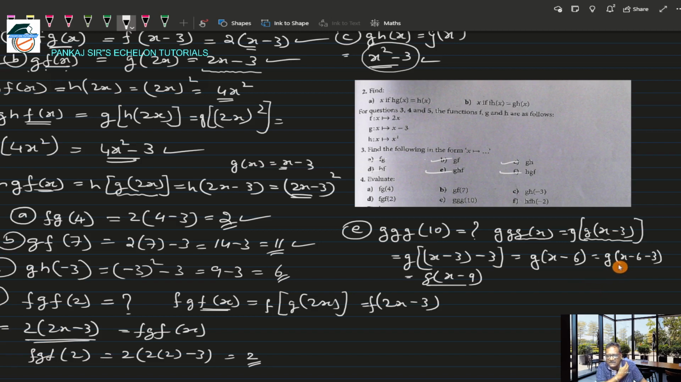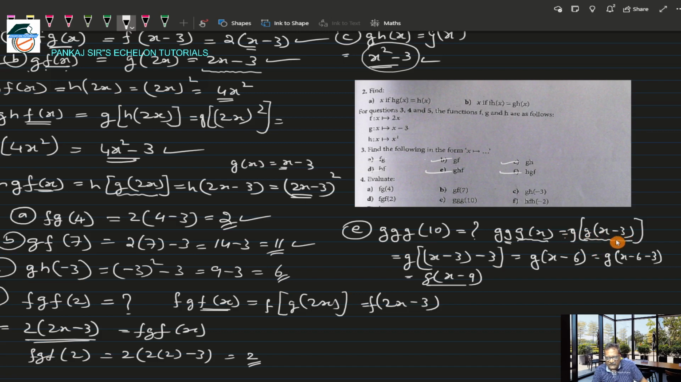Got it? No, wait, one second. g of x will be x minus 3. I made a mistake over here, one second. This g will not be there. This g of x is this x minus 3, and along with that you have this g over here and this g. So perfect, it's correct.